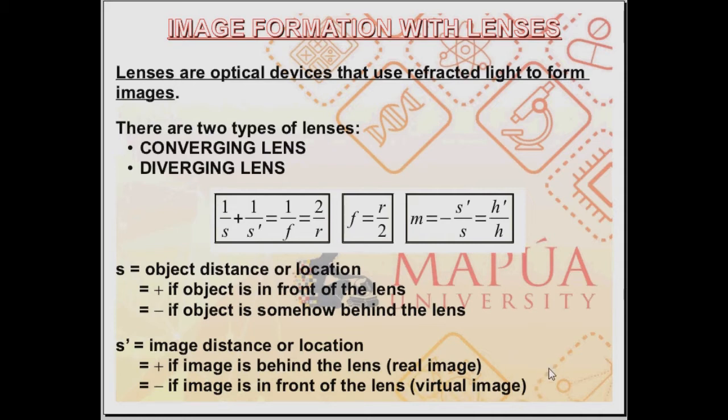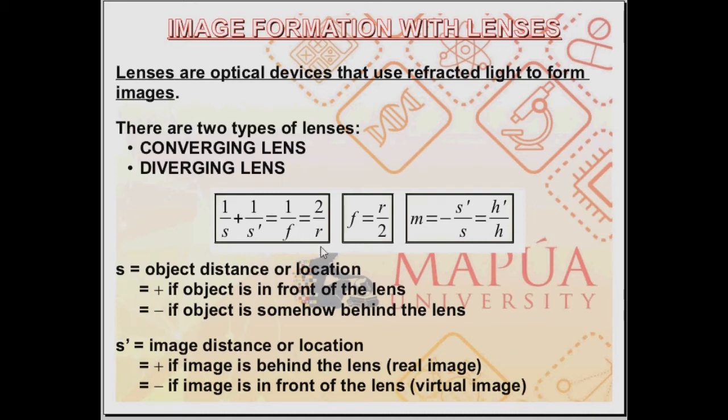If you recall, s' for the mirror is the opposite. For the mirror, s' is positive if the image is in front of the mirror, a real image, and s' is negative if the image is behind the mirror, a virtual image. For a lens, again, s' is positive if the image is behind the lens, you have a real image, and s' is negative if the image is in front of the lens, a virtual image.